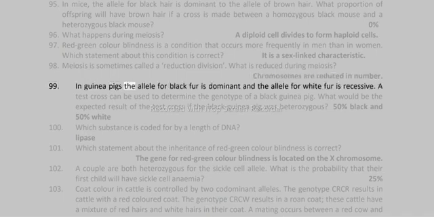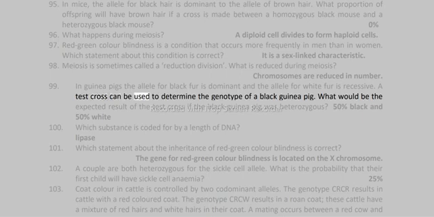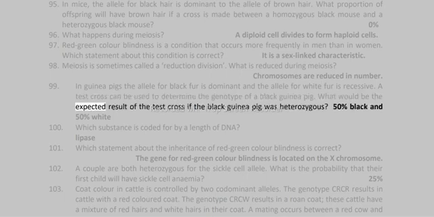99. In guinea pigs, the allele for black fur is dominant and the allele for white fur is recessive. A test cross can be used to determine the genotype of a black guinea pig. What would be the expected result of the test cross if the black guinea pig was heterozygous? 50% black and 50% white.